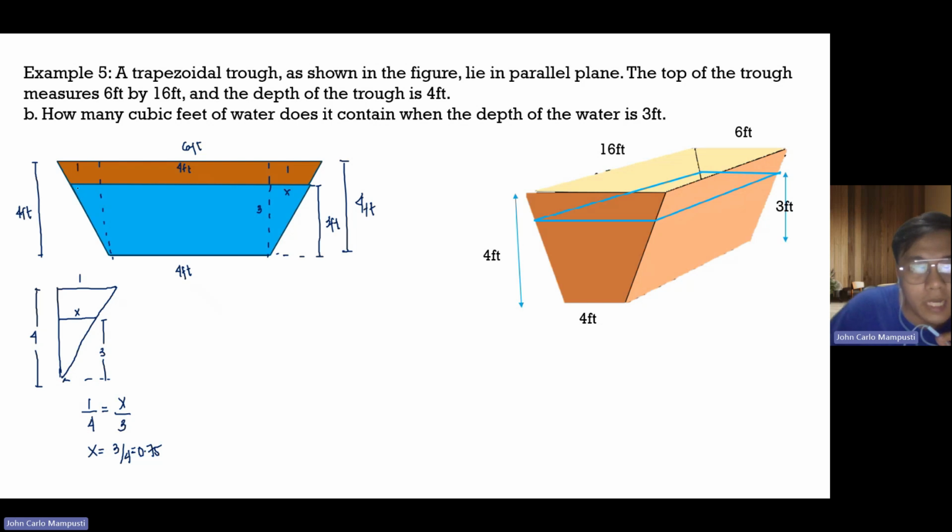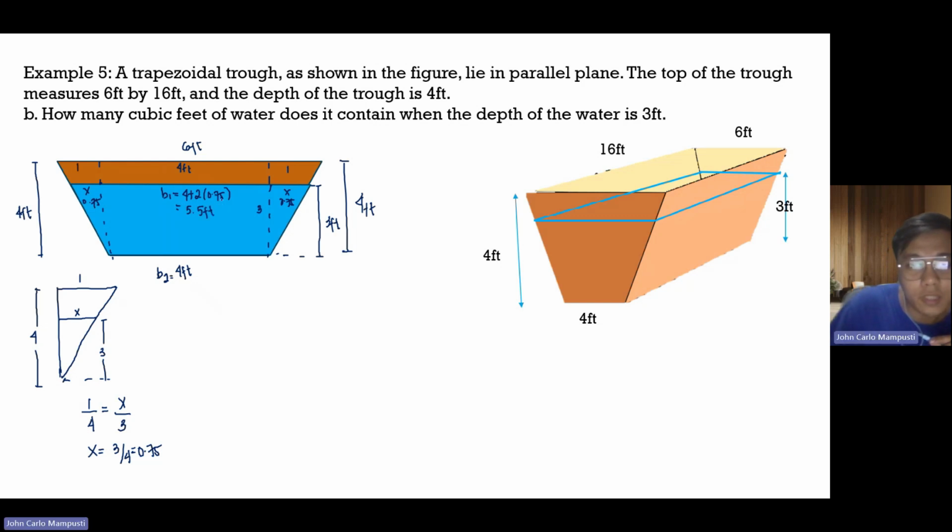So, pwede na natin makuha yung length nito. If this is x, this is also x. This is 0.75, this is 0.75. Ano ngayon yung kabuuang length natin dito? Ibig sabihin, let's say this is our base 1, base 2 ka mo na lang. Base 1 natin, therefore, is equal to, from here to here, this is 4 feet. So, 4 plus 2x, which is equal to 0.75. So, ilan yan? So, this is equal to 5.5 feet.